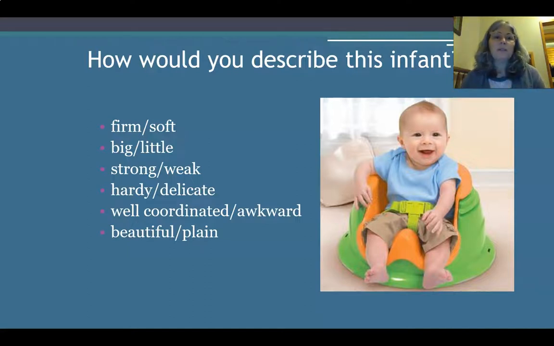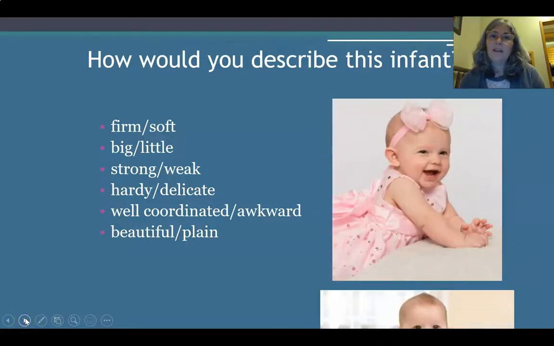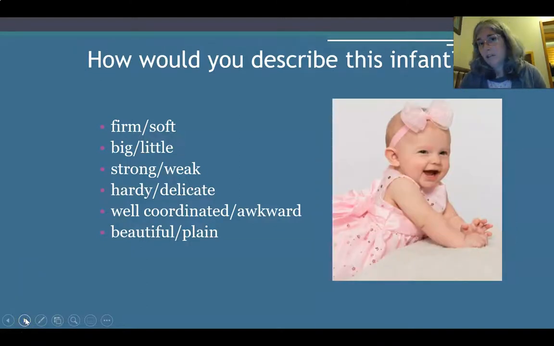And you can see some of the choices: firm, soft, big, little, strong, weak, hardy, delicate, and so on. And then some of the adults saw this child, and some of the adults saw this child. Now here's the kicker in this study. It was the same baby.